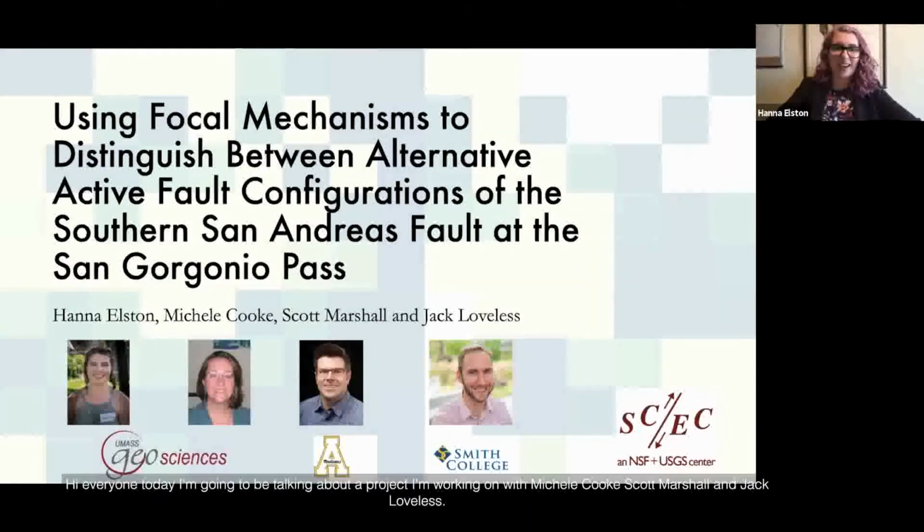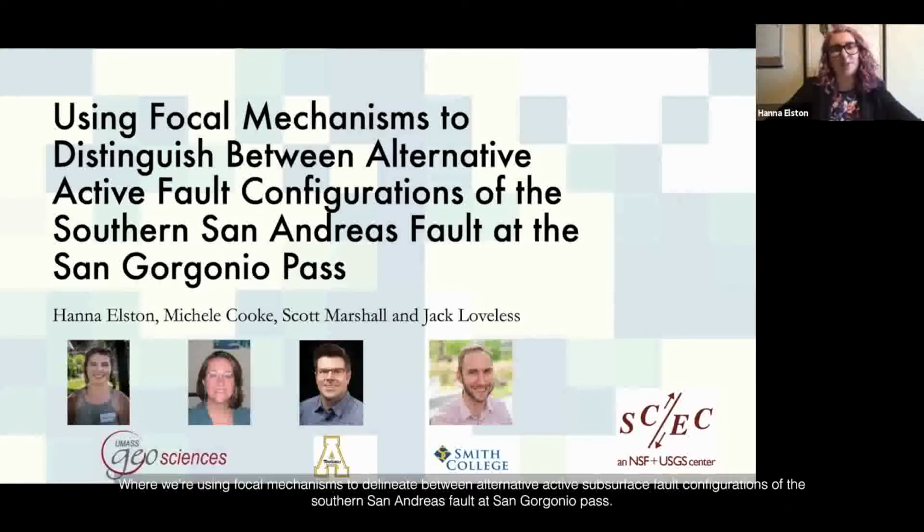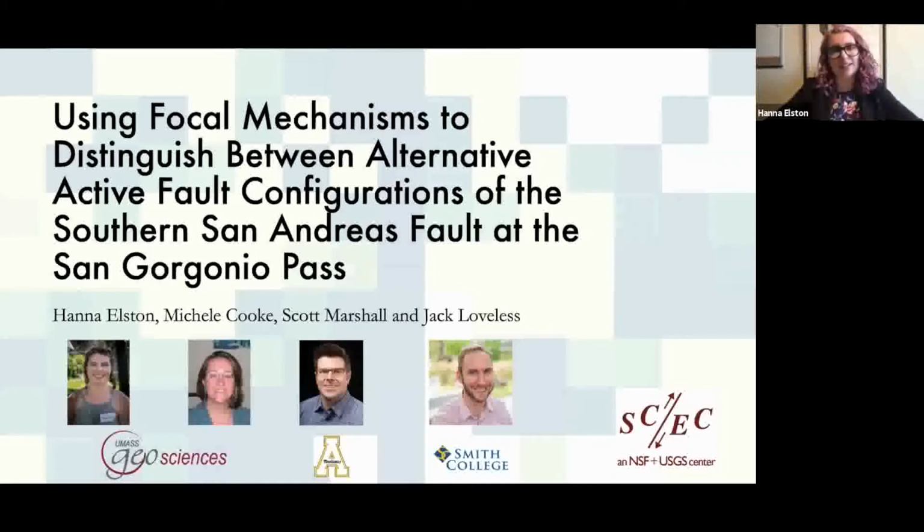Hi everyone. Today I'm going to be talking about a project I'm working on with Michelle Cooke, Scott Marshall, and Jack Loveless, where we're using focal mechanisms to delineate between alternative, active, subsurface fault configurations of the southern San Andreas Fault at the San Gorgonio Pass.